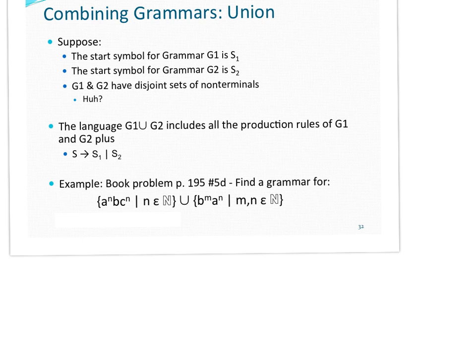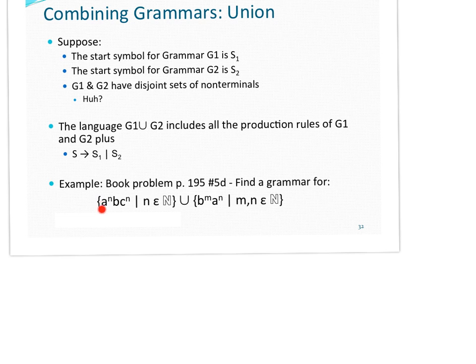So maybe we have, for example, down here, the language a to the n, b, c to the n, and b to the m, a to the n, right? So these are two different languages. And I have a grammar for this one, and I have a grammar for this one, and I want to figure out the union of those two. And what I say up here is suppose that the start symbol for grammar 1, G1, is S1. So let's do a grammar for this one that starts with S1.